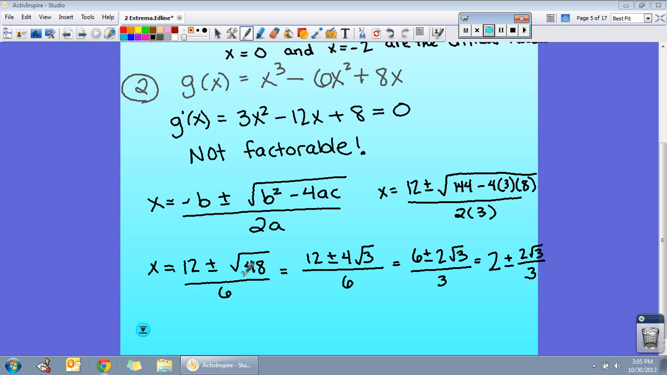As you simplify the square root of 48 to 4 square root of 3, then you can divide all 3 of these coefficients by 2, and then you can split them into 2 fractions, 6 over 3 plus or minus 2 over 3 and the square root of 3, to get x equals 2 plus or minus 2 square roots of 3 over 3, and these are the critical values of g of x.